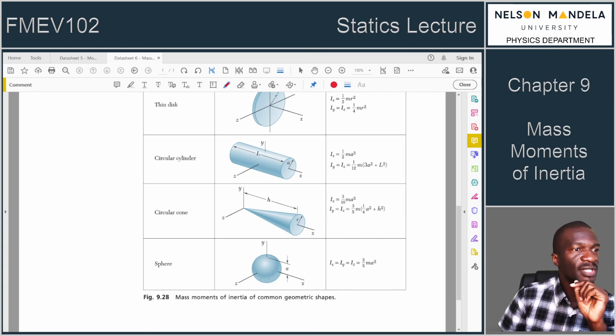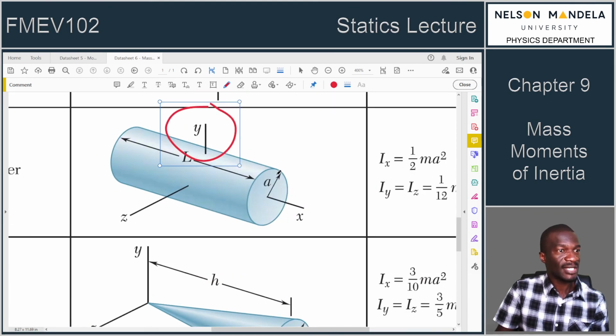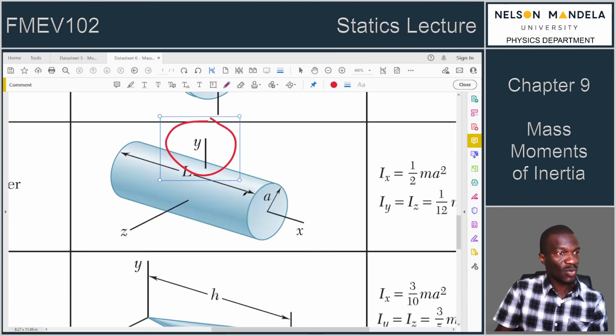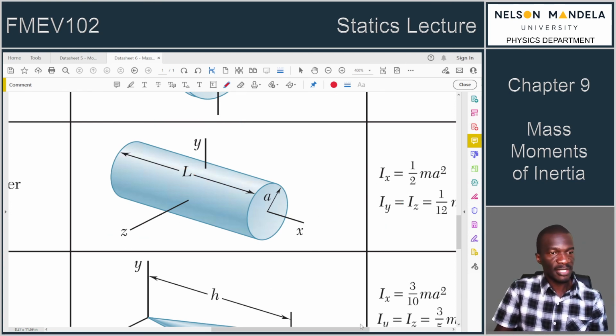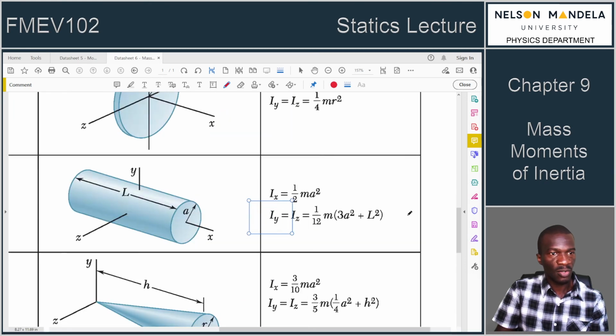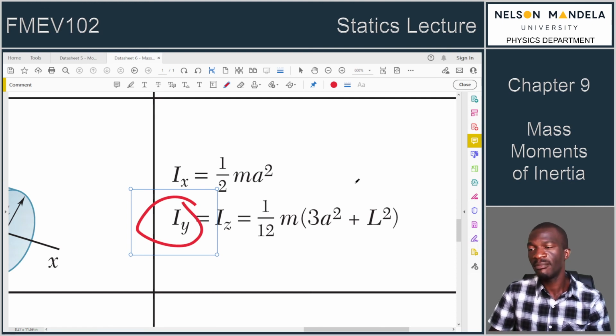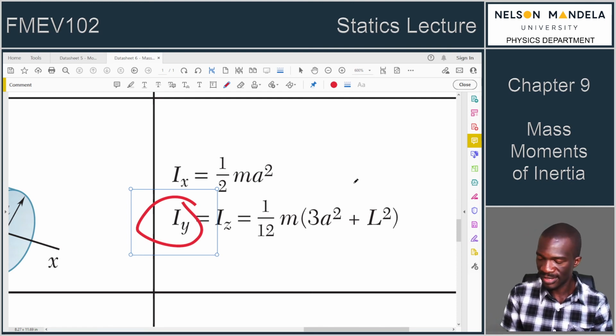So for the diametric, what we can see here is the y. According to the given data, it's a y, and this y is through the centroid. So if we want to find about the y and also the z, because they look symmetric, right? We will use this Iy, which is given as what? Let's zoom out there. It's a long term. It's one twelfth of m times (3a squared plus l squared).